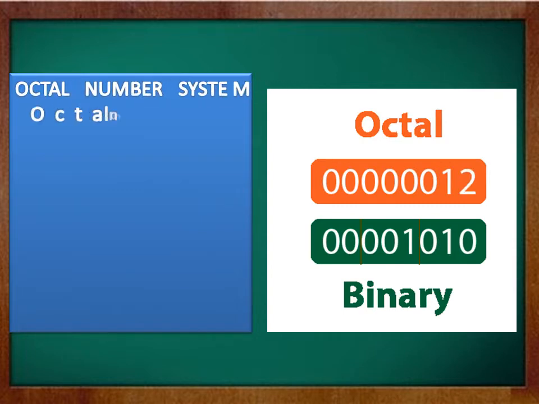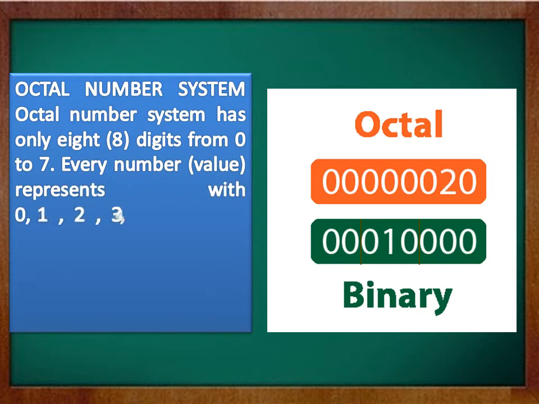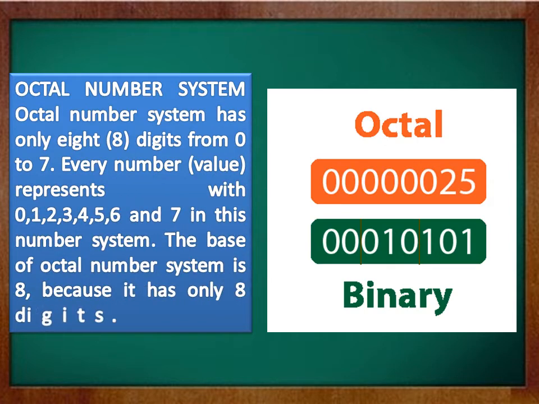Octal number system. Octal number system has only 8 digits, from 0 to 7. Every number value is represented with 0, 1, 2, 3, 4, 5, 6, and 7. In this number system, the base of octal number system is 8, because it has only 8 digits.